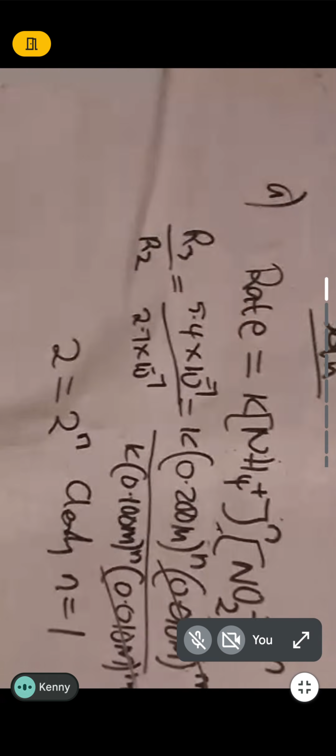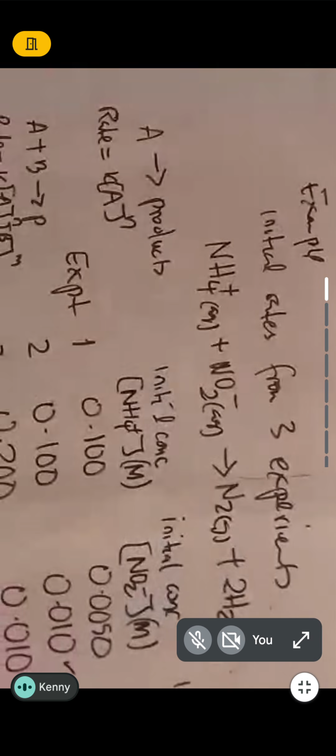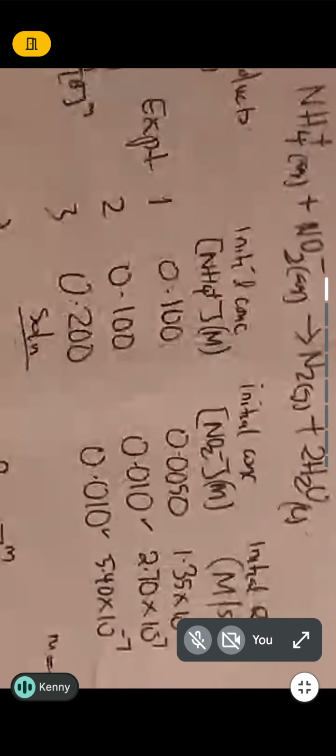It is just by coincidence that when you compare the coefficients here, it is 1. It's not always that the coefficient will be equal to n and m. It is just by coincidence. You need to calculate. So n and m are equal to 1.